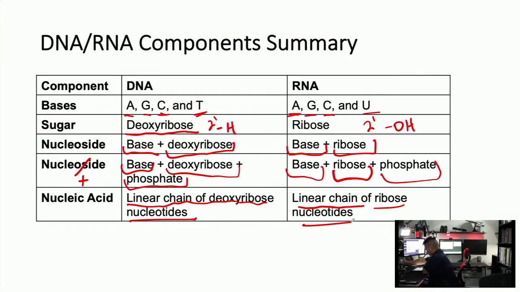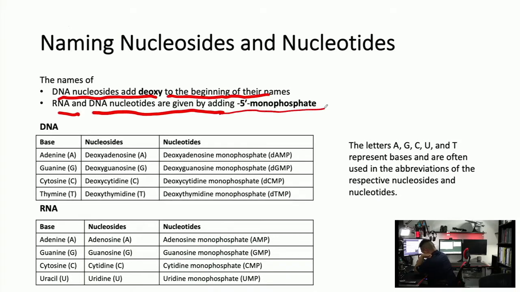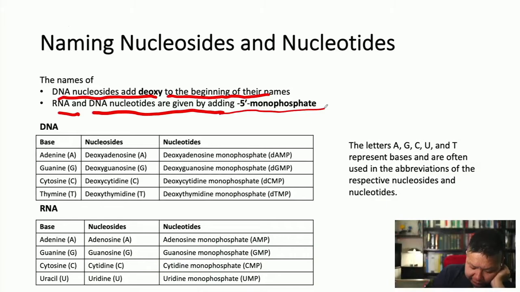Let's see here. Next is... So let's start naming some nucleosides and nucleotides, right? So DNA nucleosides add deoxy to the beginning of their names. And then RNA and DNA nucleotides are given by their 5' monophosphate, right? So real quickly, adenine, if it's a nucleoside form in DNA, is deoxyadenosine. In its nucleotide form, it is deoxyadenosine monophosphate.